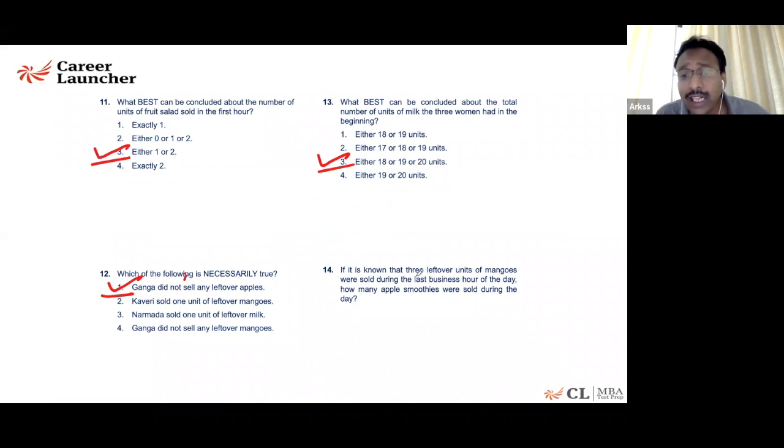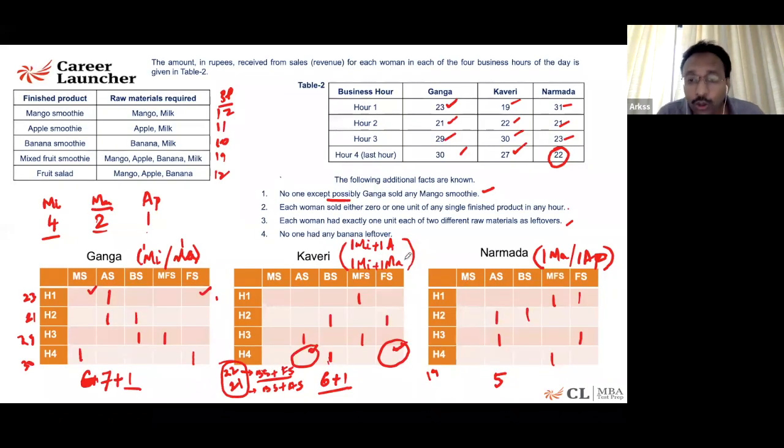Last, if it is known that 3 leftover units of mangoes were sold. Mangoes, so that means this is the thing we are getting. That means milk and mango, 6 rupees done. If 6 rupees done, 21. So BS and AS we are getting. That is AS comes in here.